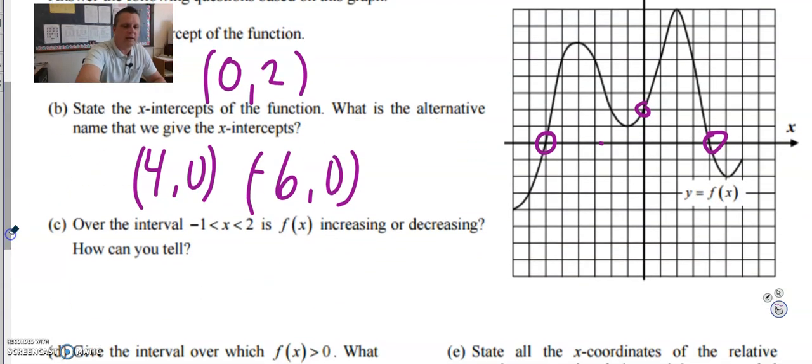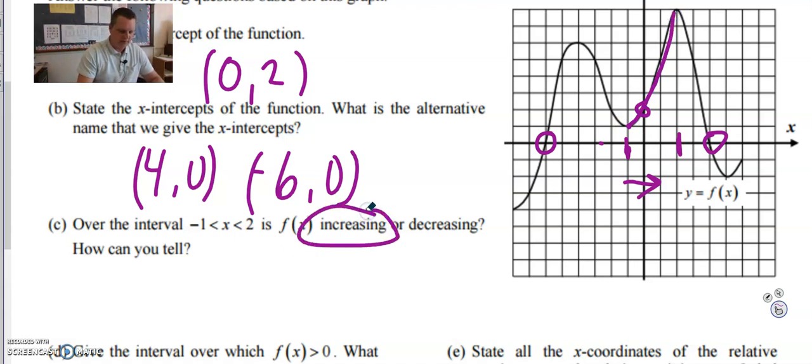Now, we're looking at the interval from negative 1 to 2, the x values. So we're looking from negative 1 to 2 right here. Is that increasing or decreasing? That's always from left to right. So as I look from left to right, I start here. Where am I going? I am going up. So therefore, that is increasing.